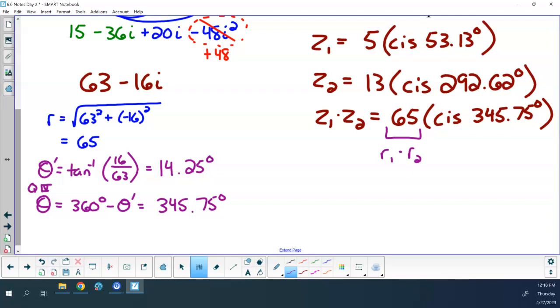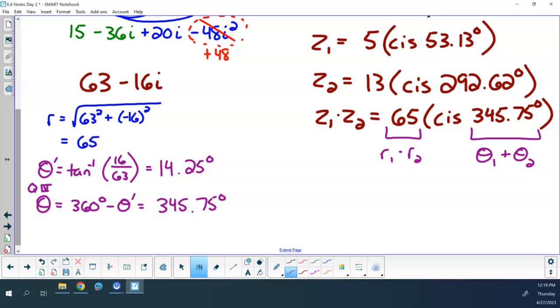Second part of the pattern. Add the angles. The theta is theta from the first angle plus theta from the second angle. Now, what if I have three complex numbers that I'm multiplying together? Same thing. Just multiply the three R values together, add the three angles together. If I have 4, multiply the 4 R values together, add the 4 angles together.